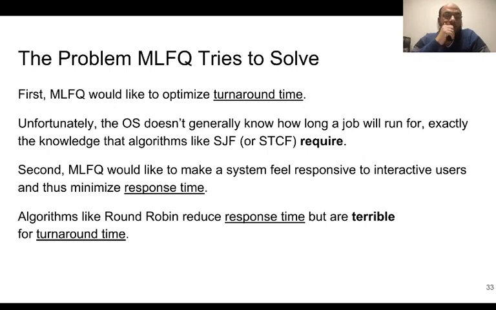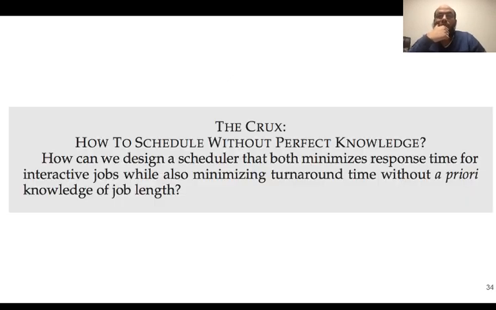The second thing is that MLFQ would try its best to make the system responsive. So response time should be as low as possible, meaning that you have some good fairness properties in your system. So the crux is how to schedule without perfect knowledge, basically minimizing both response time and turnaround time without any knowledge of job length.